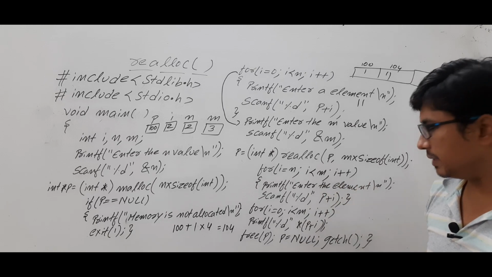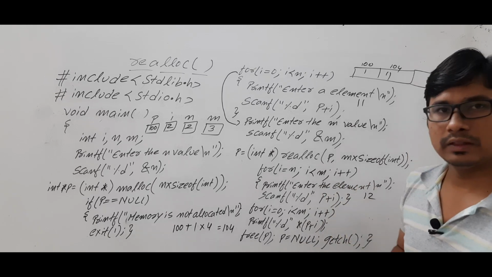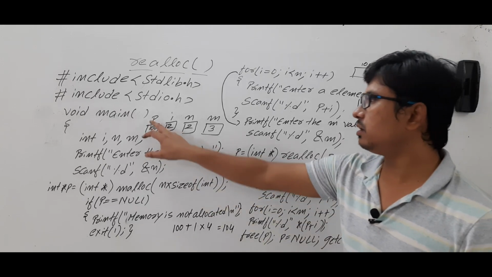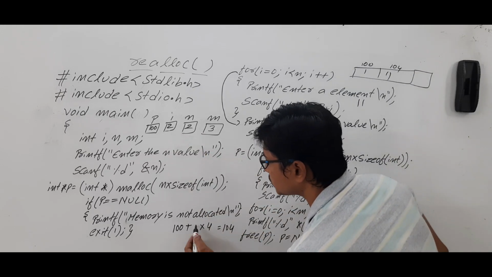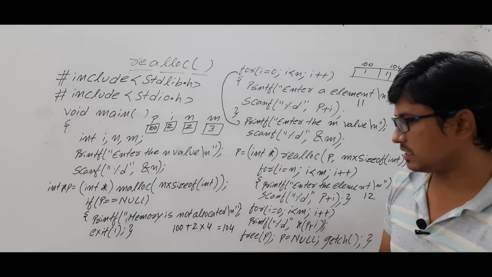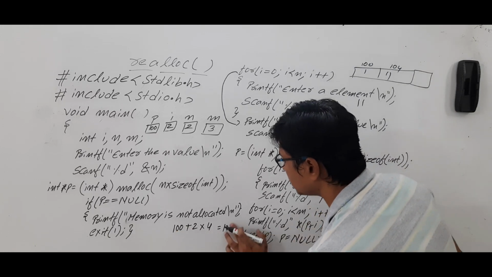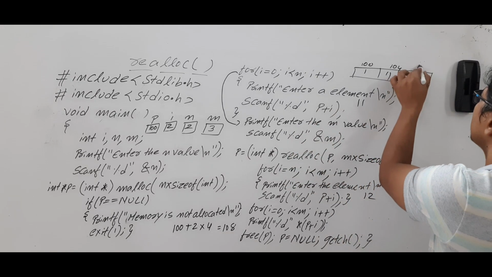Enter the element. Suppose the user has entered the element as 12. Then scanf of percentage d, p plus i. What is the p value? 100. What is the i value? 2. So 100 plus 2, you need to multiply with the size. So this will give 8 plus 100, which will be 108. In the 108 memory location, you need to store the value 12.